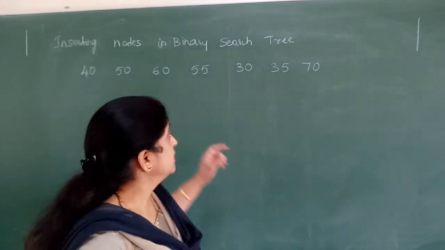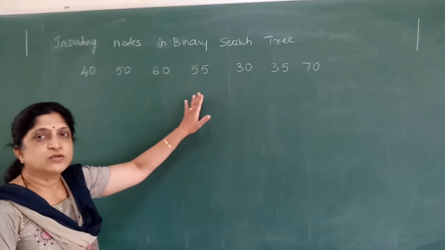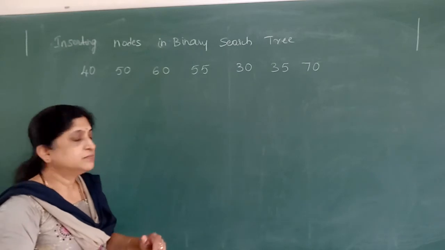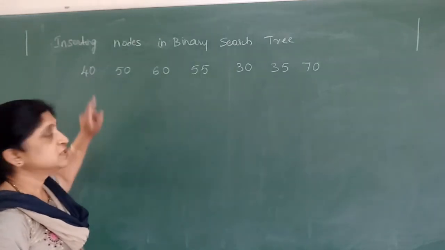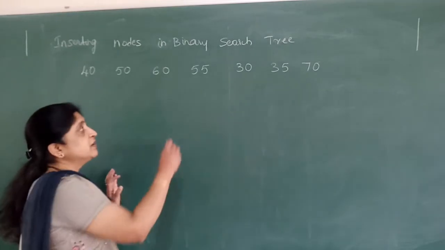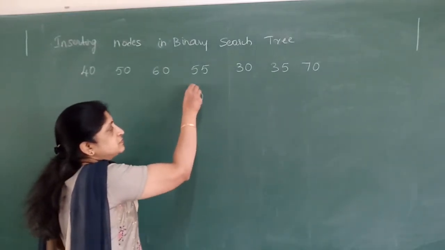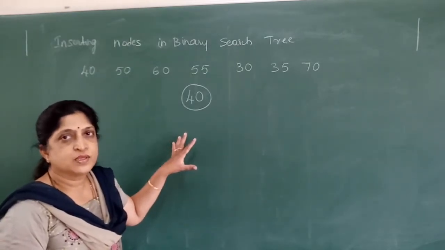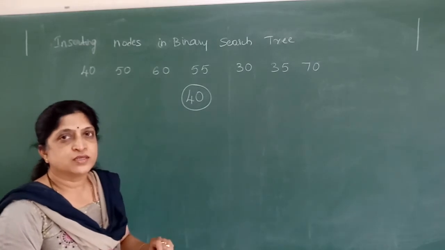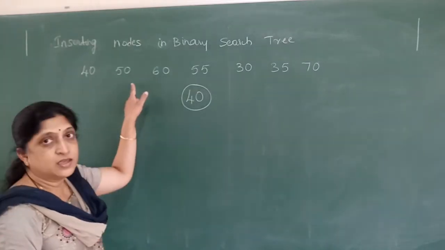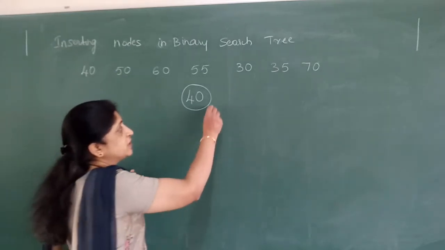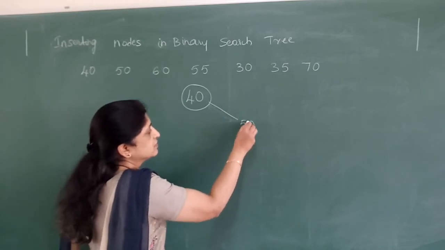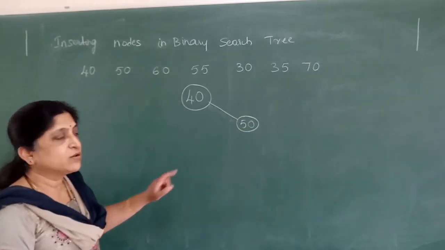Here I have a list of numbers to be inserted into the binary search tree. Currently the tree is empty. Now I start inserting. The first node I want to insert is 40. As the tree is empty, the first node I try to insert becomes the root node of this tree. Now the key value here is 40. Then the next node I want to insert has a key 50. Since 50 is greater than 40, this will be the right child of 40.